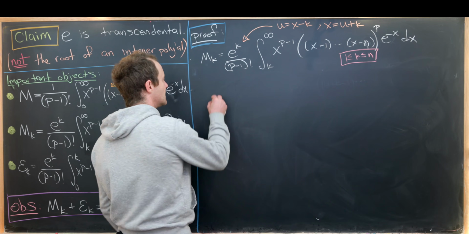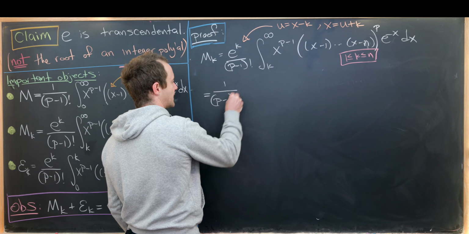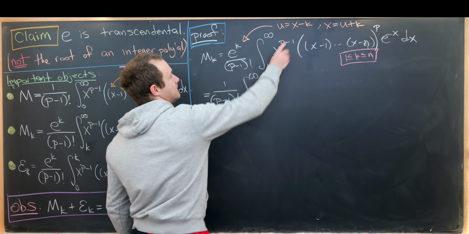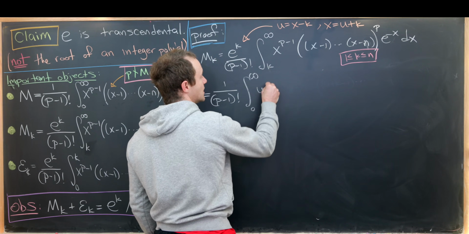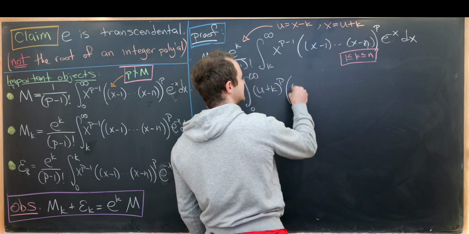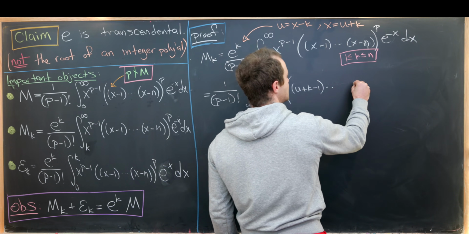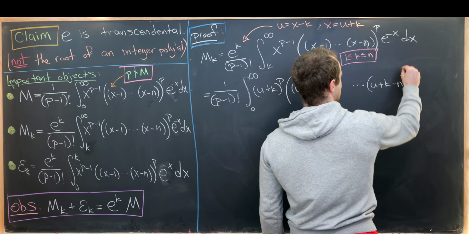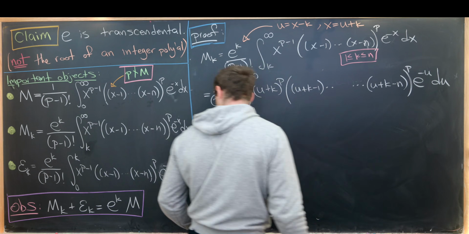So that's good. Then we'll have something that looks like this. 1 over p minus 1 factorial. Then we'll have the integral from 0 to infinity, because when x is k, u is equal to 0. We have u plus k all to the p power. And then we have this descending product starting at u plus k minus 1 and ending at u plus k minus n. That's all to the p power e to the minus u du.